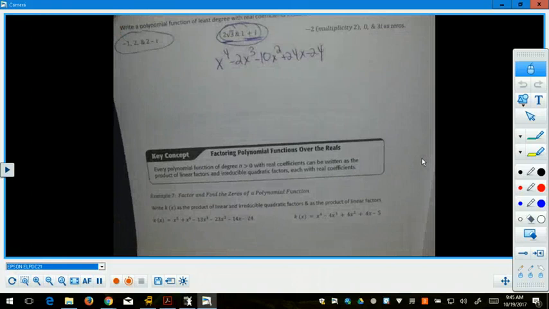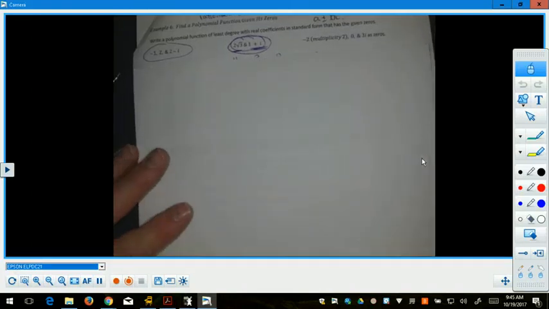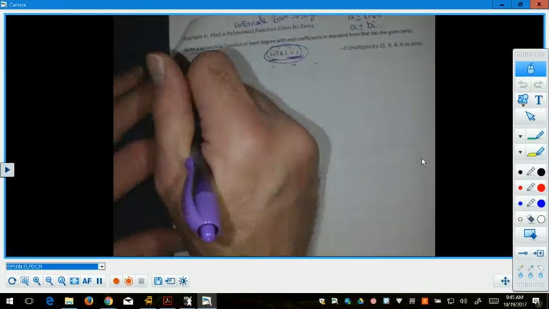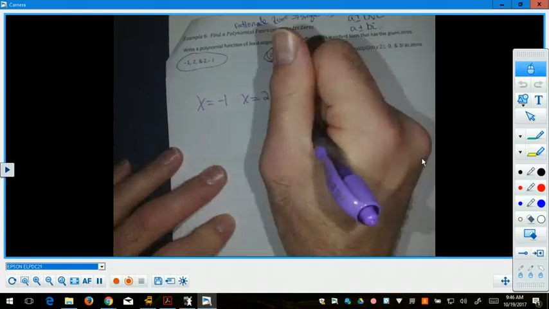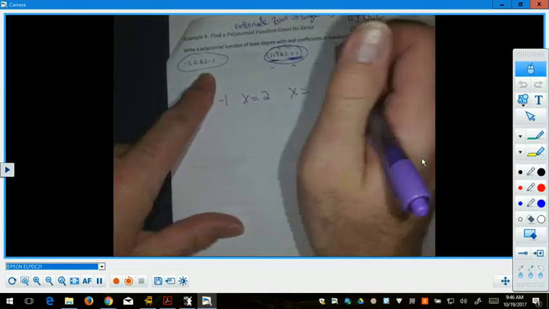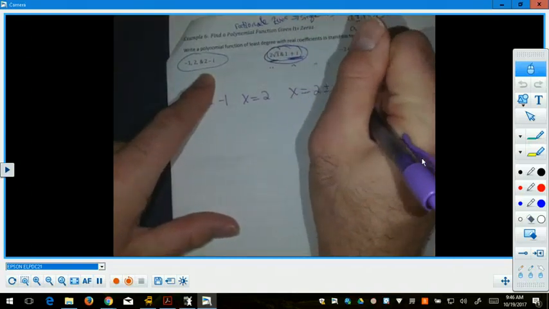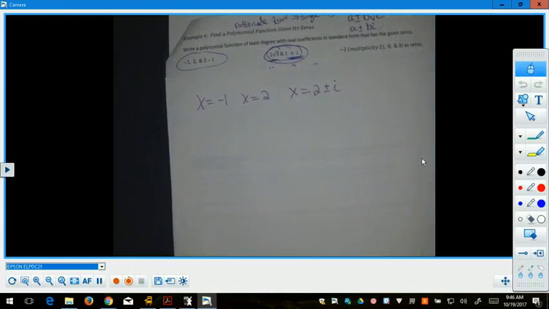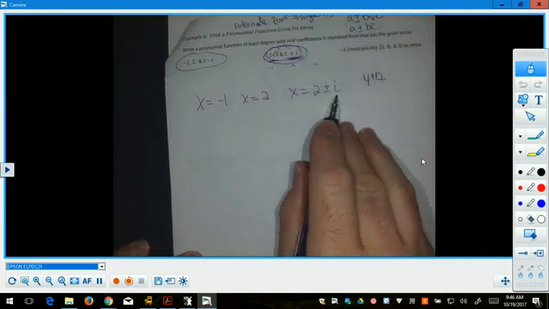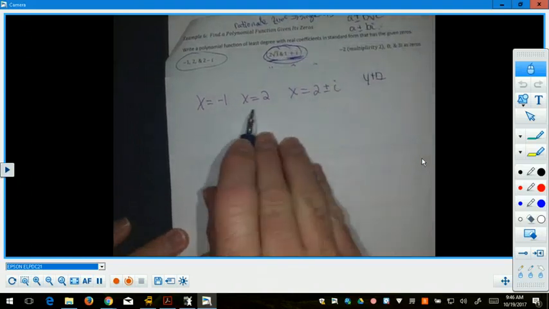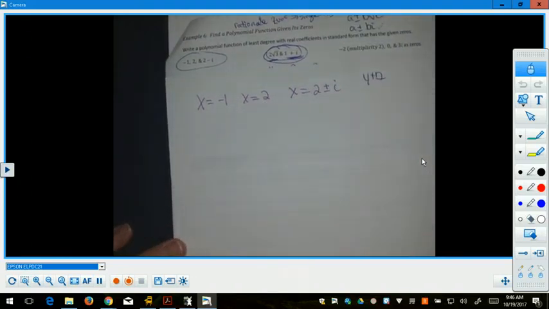So we're going to try this for the problem on the left. I'm going to try it this way. If you don't like it this way, go back to the other way. So I have x equals negative 1. That's a singleton. x equals 2. That's a singleton. 2 minus i is actually 2 plus or minus i. What degree polynomial do I expect for this? 4th degree again, because I have 2 imaginary roots and 2 rational roots right there.